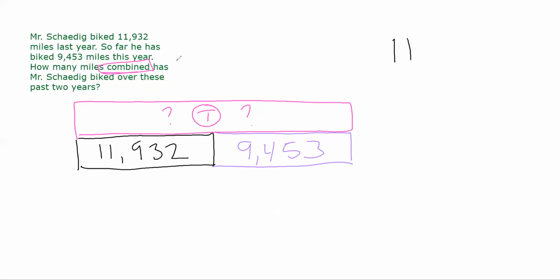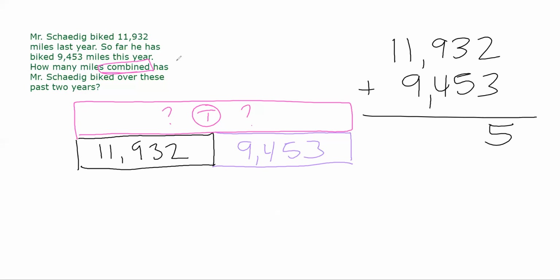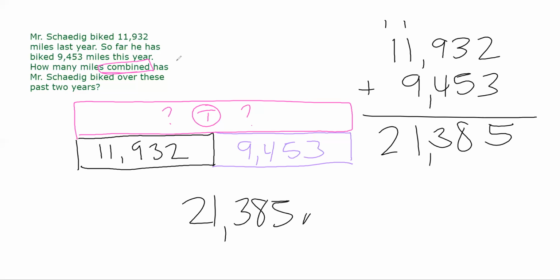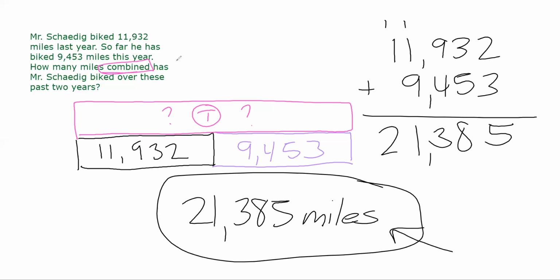So I'm going to take 11,932 and I'm going to put it together or combine it with 9,453. So I'm going to add those. It's an 8, 13, carry the 1, 9, 10, 11. So that means I have 21,385 miles. That's my final answer because it's got a label on it.